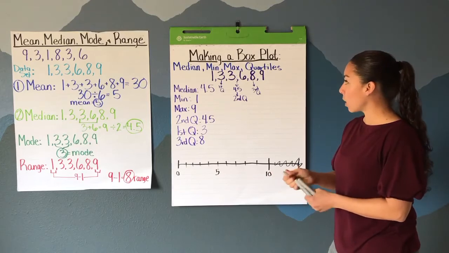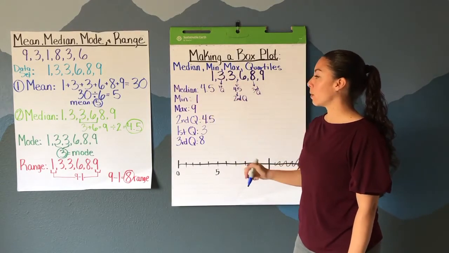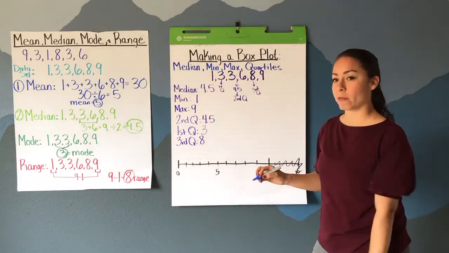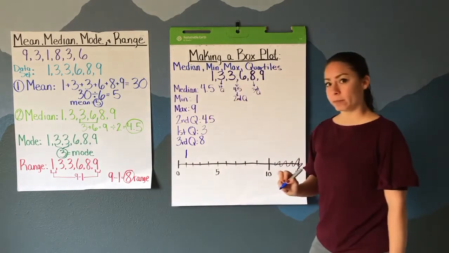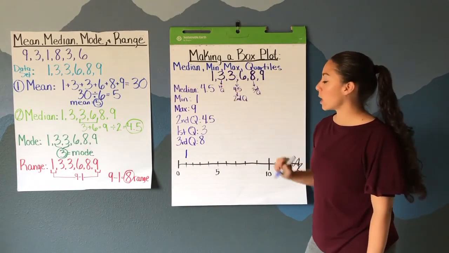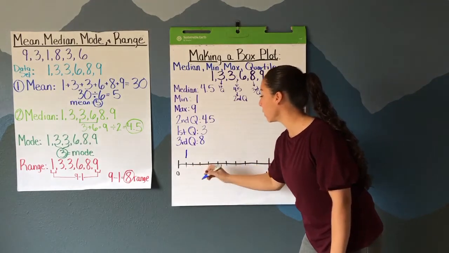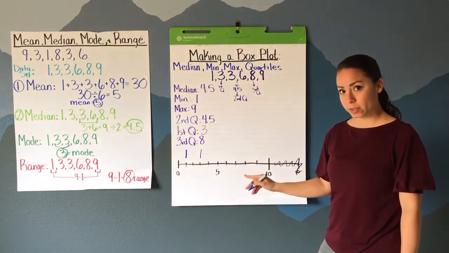So of course we start with our minimum, okay? That's where our first little part of our box plot is, which is 1. So I'm going to draw a line there for 1. The next thing you're going to do is your first quartile. First quartile is 3, so I'm going to go 1, 2, 3. I know that's 3, so that's where the beginning of my box starts, okay?